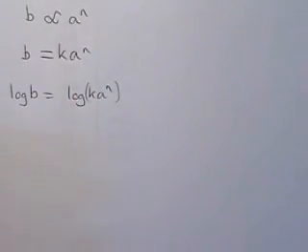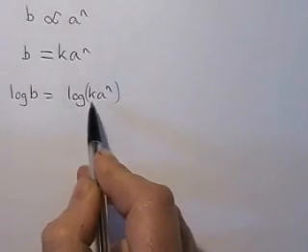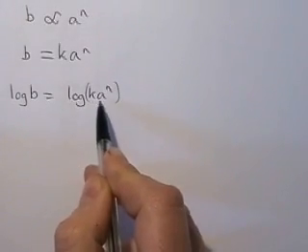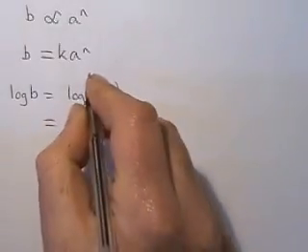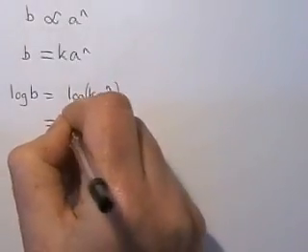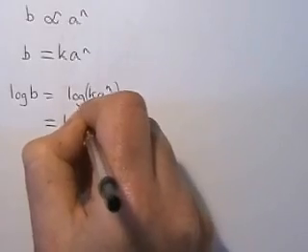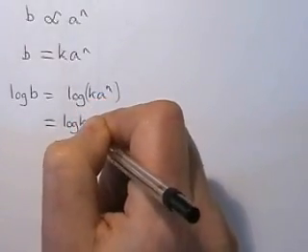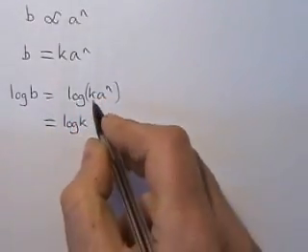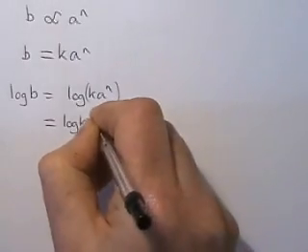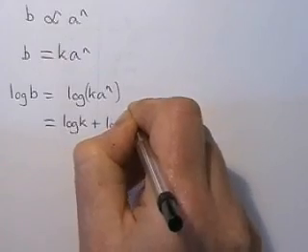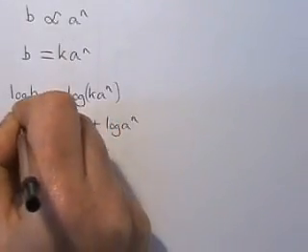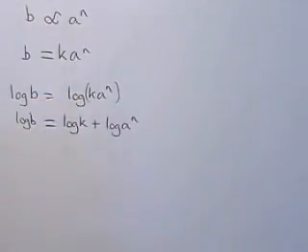And then we think about our laws of logarithms. This is two things multiplied together, k multiplied by a to the n. And when we've got things multiplied together, to find the log or to find the power, we take the two separate powers and add them together. So the log of k times a to the n is log of k plus the log of a to the n. That of course is still equal to log b.